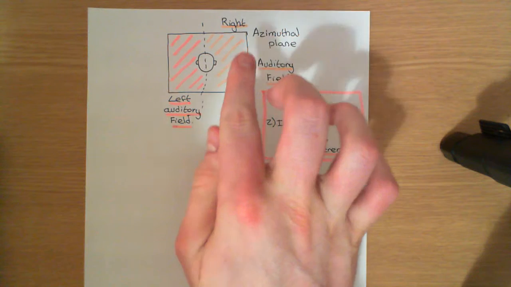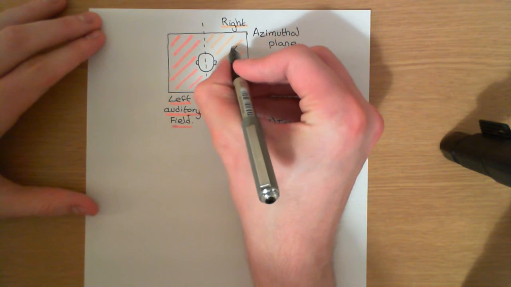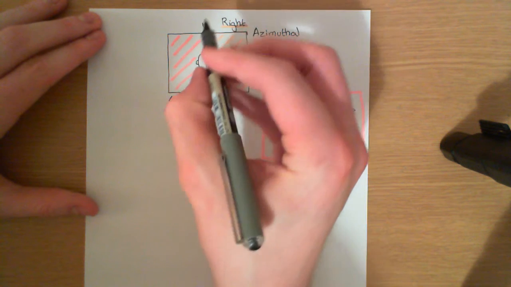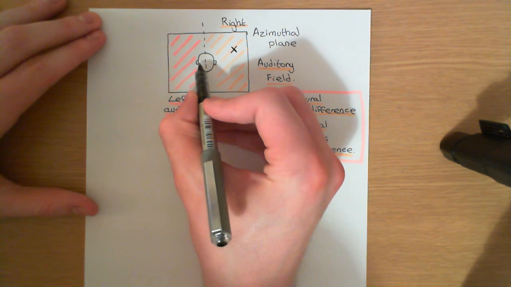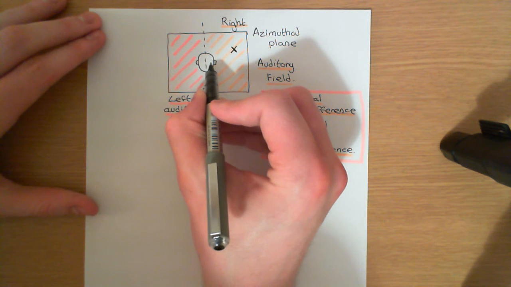Auditory stimuli that are present in the right auditory field. So let's say we've got an auditory stimulus that's coming from here. This is going to be processed by the left primary auditory cortex and not the right primary auditory cortex.